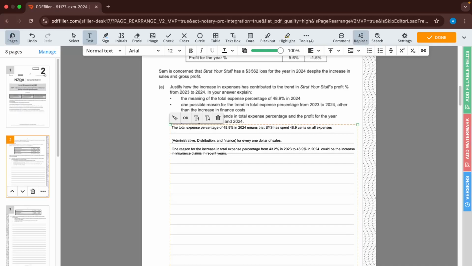I'll put this on a new line for you guys. In recent years, the increase in claims would increase insurance premiums. And just for those of you who don't know, an insurance premium is essentially how much people pay for insurance, which means expenses would increase.